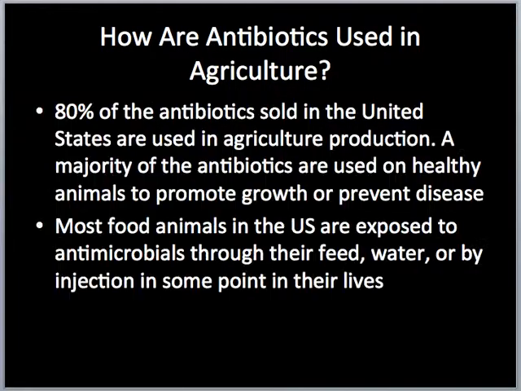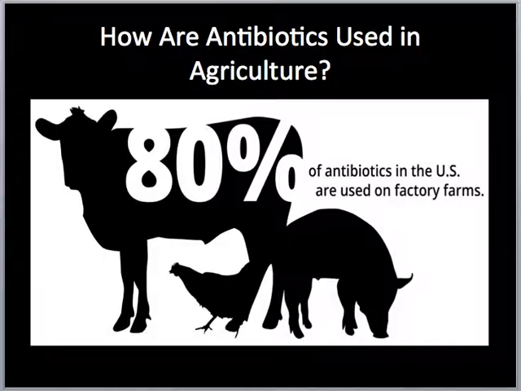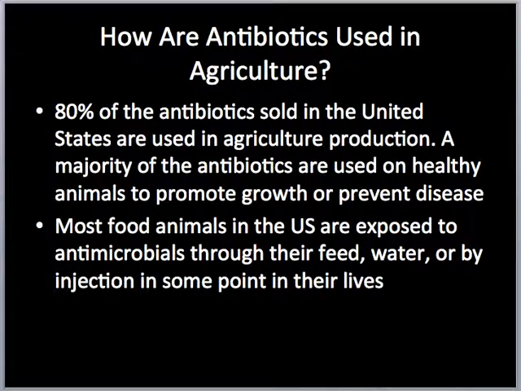80% of the antibiotics sold in the U.S. are used on factory farms, in agricultural production. A majority of these antibiotics are used on healthy animals to promote growth or prevent disease. Most food animals in the U.S. are exposed to antimicrobials through their feed, water, or by injection at some point in their lives.